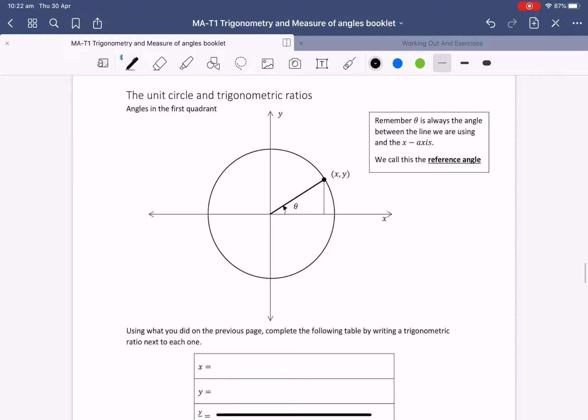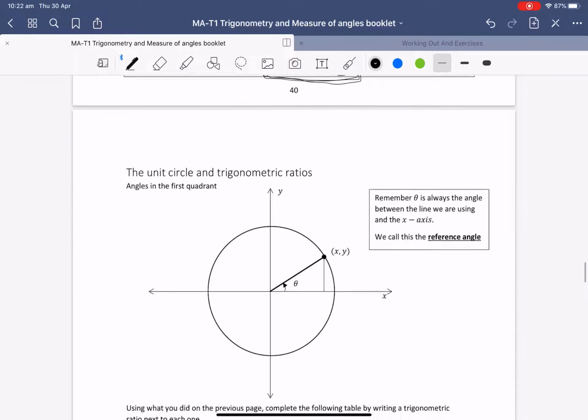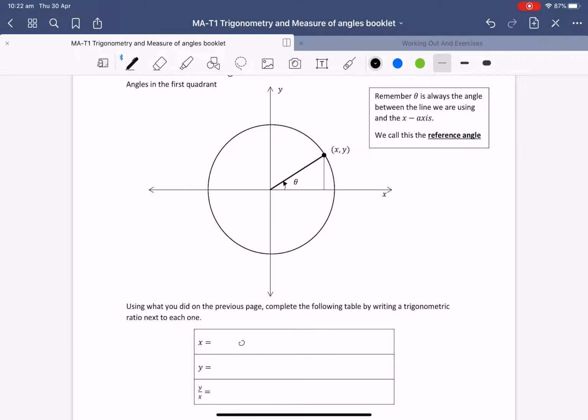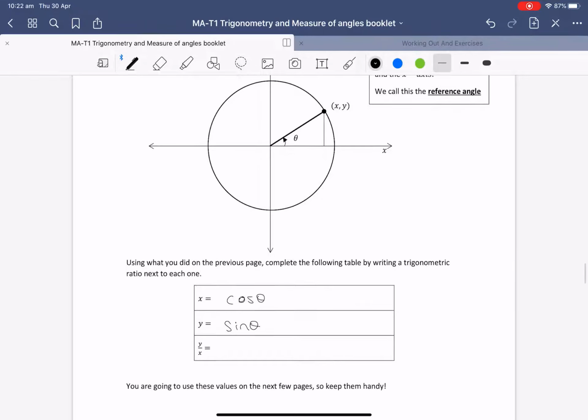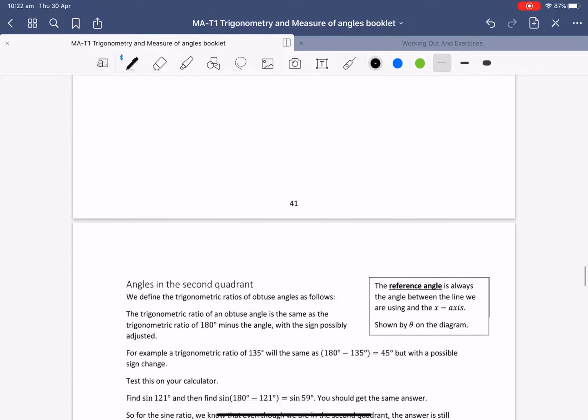Okay, so let's have a look. Oh, we just kind of did this. X we said was cos theta, y is sine theta, tan theta. Okay, cool. So keep those handy.